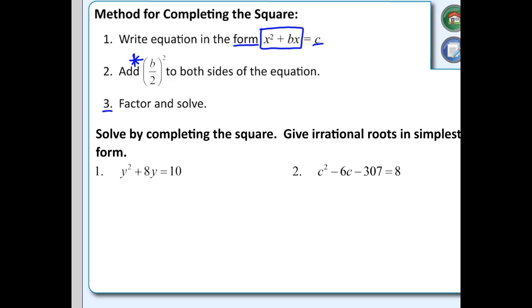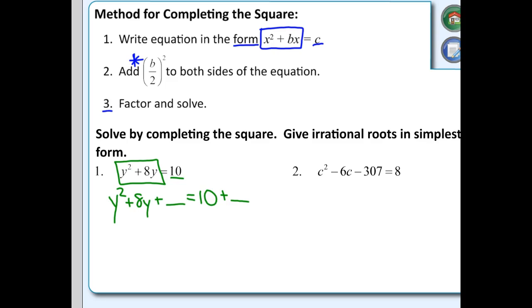If I look at number 1, it's already in the right form. I've got my quadratic term and my linear term on one side and my constant on the other. So now we need to find C. We need to complete the square. I like to write it like this: y squared plus 8y plus c, we've got to complete the square, equals 10. But remember, back in chapter 3, whatever I add to one side, I have to add to the other because of the properties of equality.